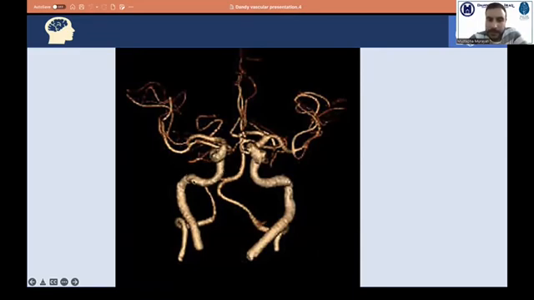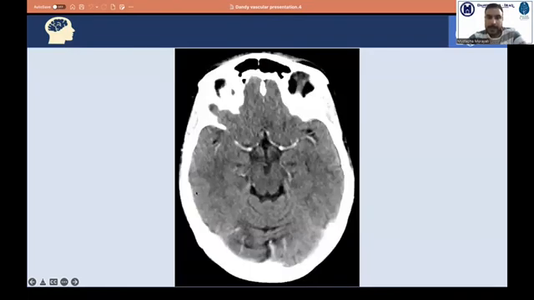So here we have the right ICA. This is the left ICA. This is the MCA. This is the bifurcation. This is the superior division, inferior division on both sides. And here's the ACA. I'm sure you're familiar with such imaging with Dr. Muhammad.